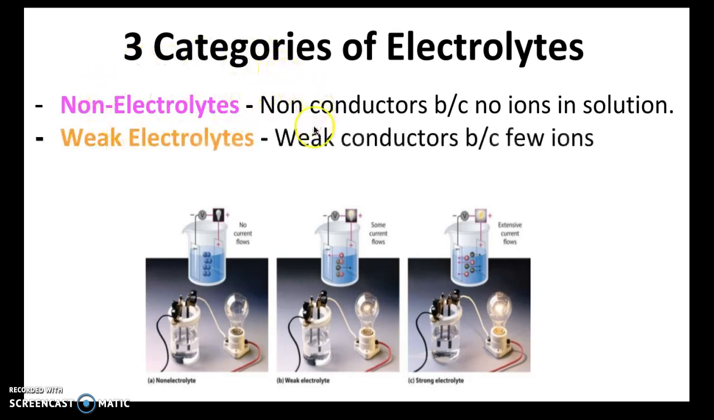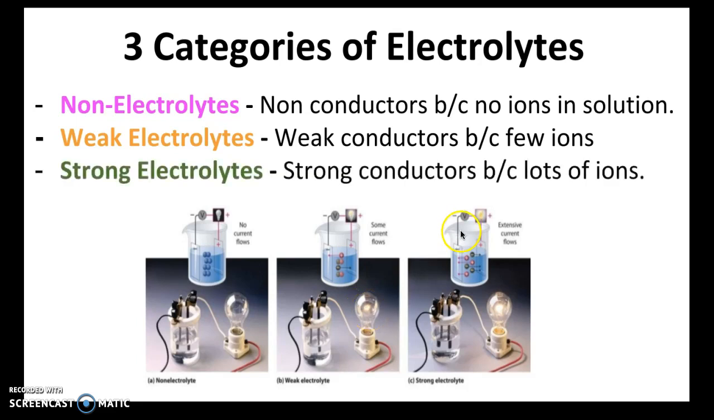Weak electrolytes are weak conductors. So that means that they do have some ions, just a few ions, and so that will light the bulb up just a little bit. It'll be a dimly lit bulb. But there are some ions, so there's some current. Whereas strong electrolytes are strong conductors because they produce a lot of ions. They break apart completely into ions, and so the light bulb will be lit brightly.